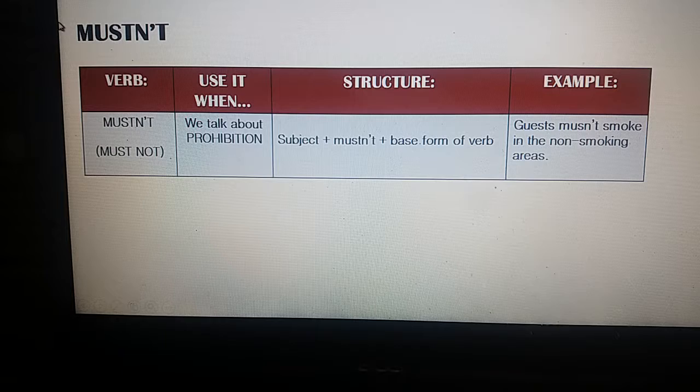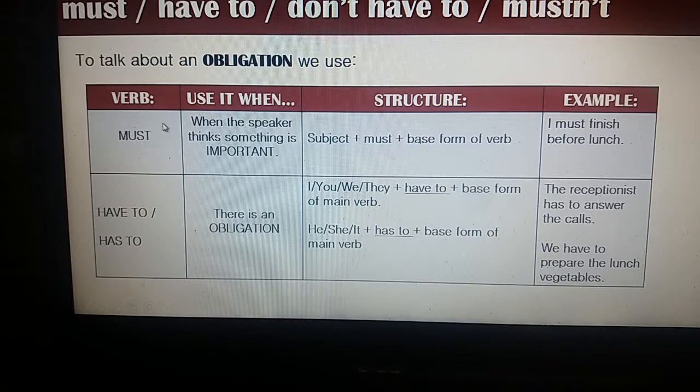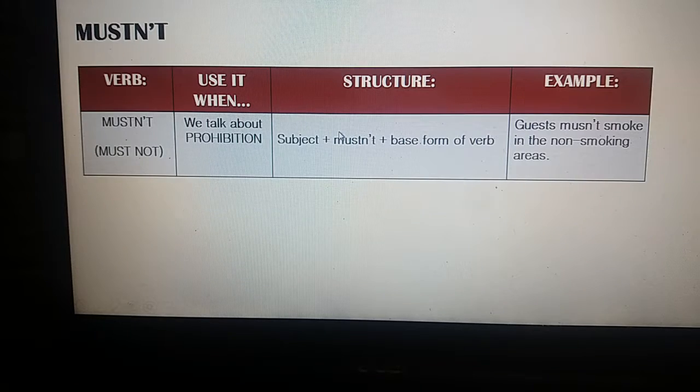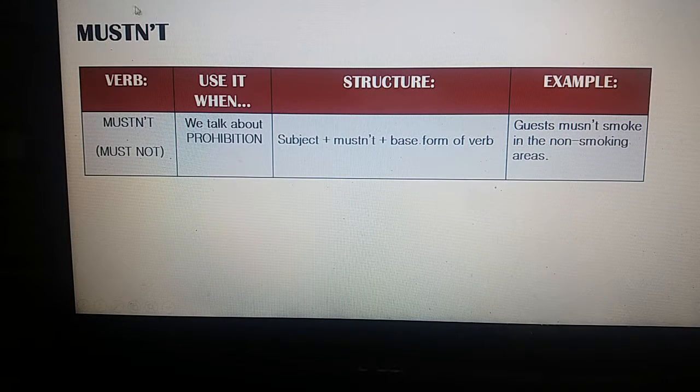Okay, next expression is the expression mustn't. If you remember, we saw must in the beginning, but now we have mustn't, okay? This expression mustn't refers to a negative obligation or a prohibition, okay? Now, when you have mustn't, it's very similar to the must, okay? You use mustn't for all subjects. I, you, he, she, we, you, they use mustn't. And the base form of the verb.